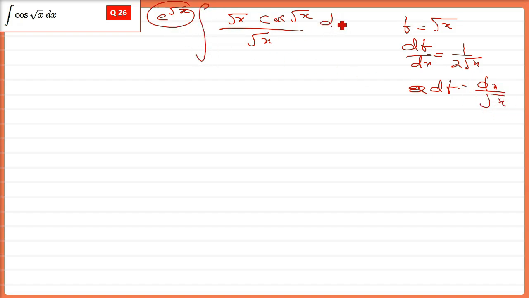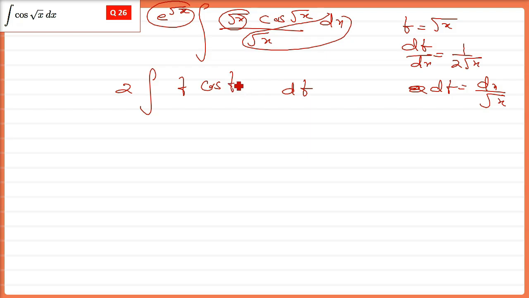When you integrate this, dx by root x is twice of dt. 2 you can take outside, dt will remain inside. And this under root x has to be kept as t. Cos, then root x will be t. So twice of t cos t. We have to do the integration of t cos t actually.